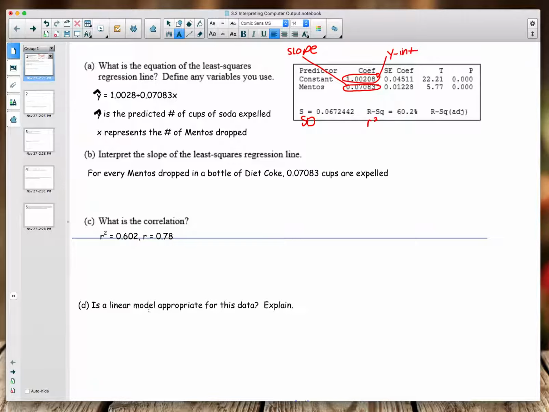And then part D is: is a linear model appropriate for this data, and explain. So for this one, we would just say that a linear model is a decent fit for these data because there's no pattern to the residual plot. So look up at your residual plot on your notes. I don't have it on the video here, but it is on your paper. So there's no pattern. Now, what you do see is the vertical lines.